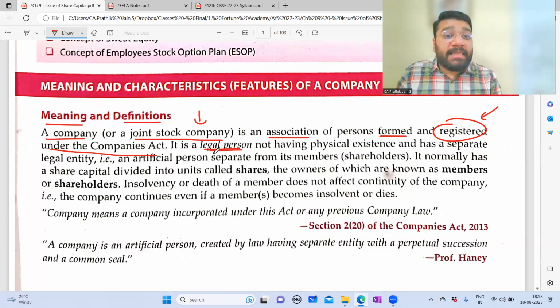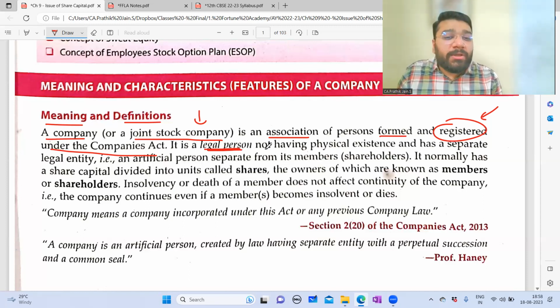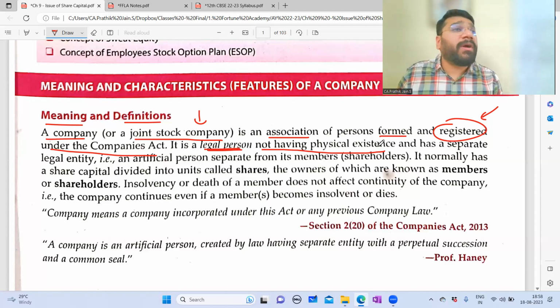So a company is a legal person. Legal means what? This is a person created by law. We are created by nature, by God. But a company is created by law. So it is a legal person not having any physical existence. Is there any physical existence of a company? Not at all. So it is a legal person not having physical existence and has a separate legal entity concept.